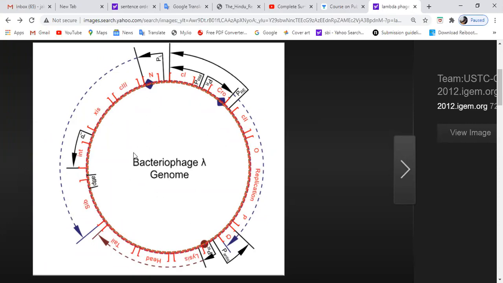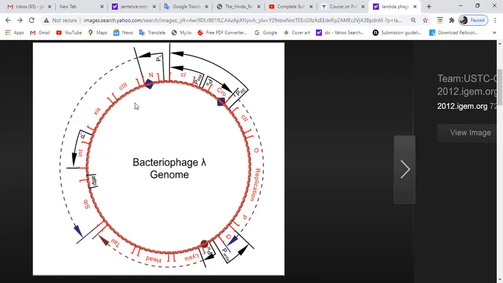It has some set of genes, right? From here you will see this is the integration site from where it will integrate inside the bacterial chromosome. This is the excision site, XIS for excision, meaning it will remove itself out. So you can see that there is a little difference in the integration and excision part of this bacteriophage genome.